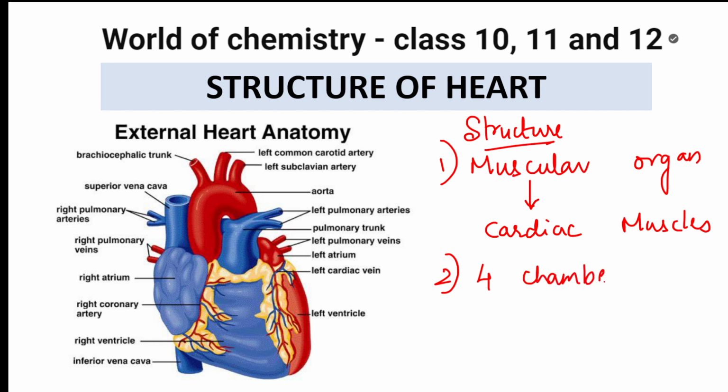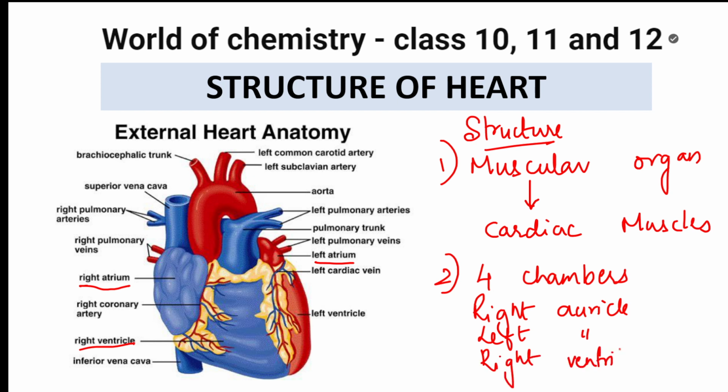What are the four chambers, students? First of all, let's write. The first one is the right atrium or right auricle. Exactly opposite to that is your left auricle or the left atrium. So the right comes first, then the left auricle. After that, you have your right ventricle, and after that you have your left ventricle, which is located here. So in total, how many chambers do we have? Four chambers: right auricle, left auricle, right ventricle, left ventricle.